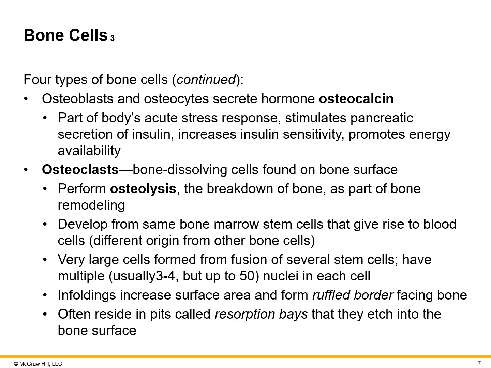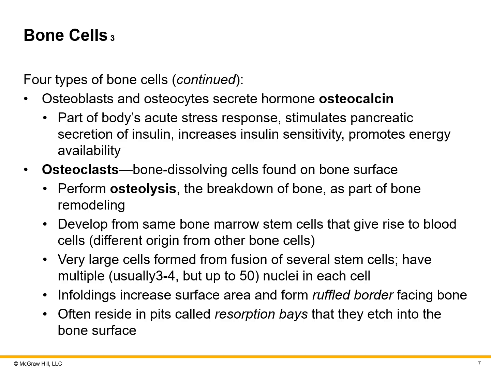These osteoclasts are going to develop from a different type of bone marrow stem cell, though. So the origin is different from the other bone cells. They will develop from the mesenchyme stem cell line that gives rise to blood cells. And these cells, osteoclasts, are really, really large. They come from the fusion of several stem cells, and usually will have multiple nuclei, like 3 to 4, but they can have up to 50.